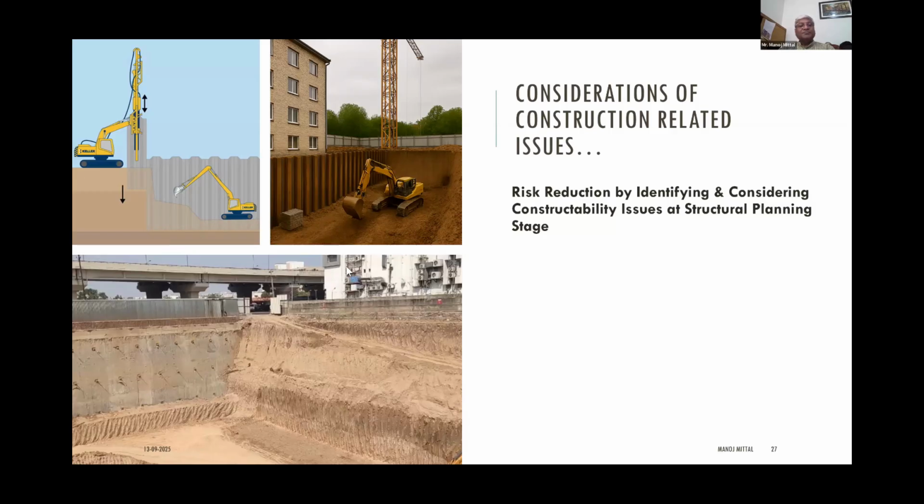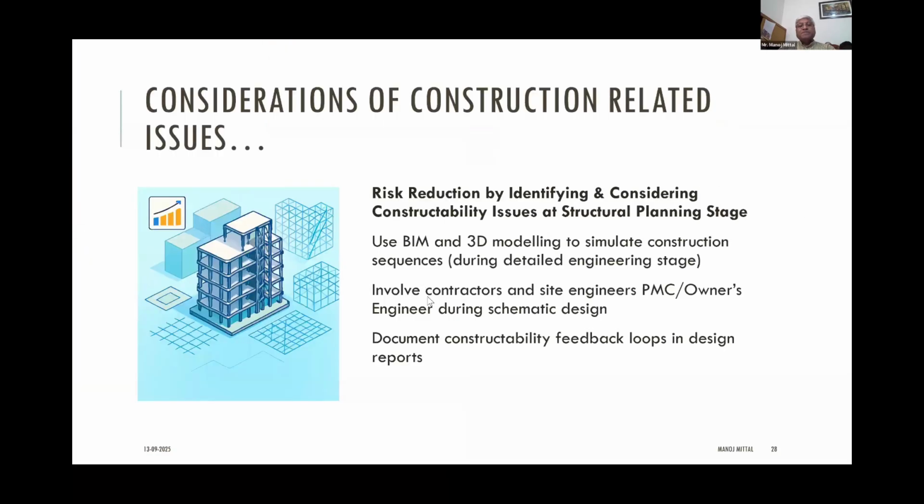So there are options available. We can have a diaphragm wall, we can have sheet piling, or we can have some other measures. If required, we can even change the plans, or do something else. But we should know what the issues are. So there is risk reduction by identifying them.